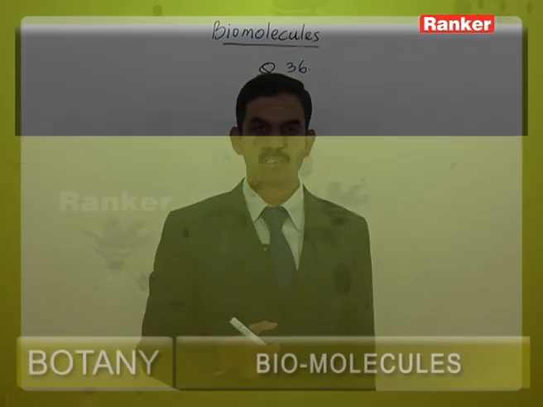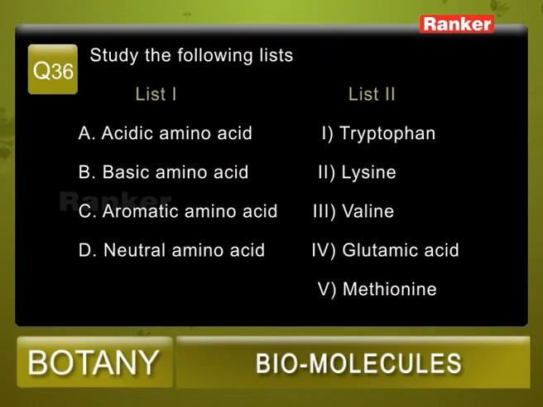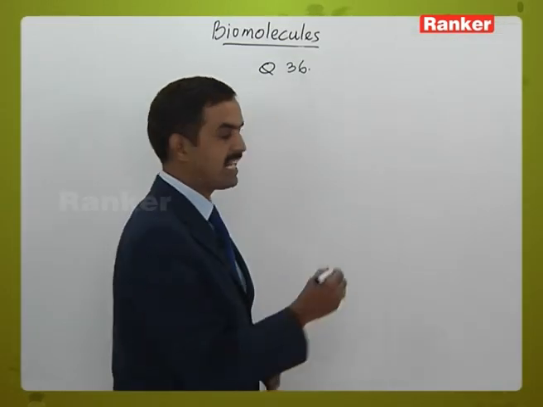Question number 36. Study the following lists. List 1. A. Acidic amino acid. B. Basic amino acid. C. Aromatic amino acid. D. Neutral amino acid. List 2. 1. Tryptophan. 2. Lysine. 3. Valine. 4. Glutamic acid. 5. Methionine.